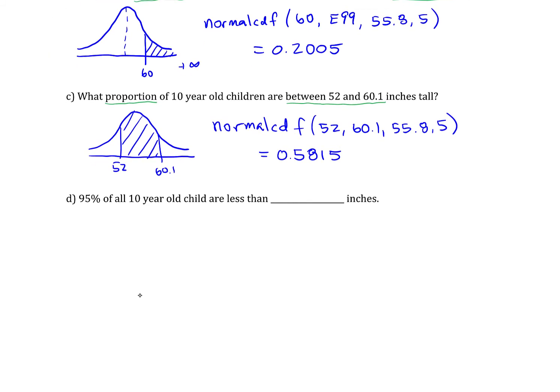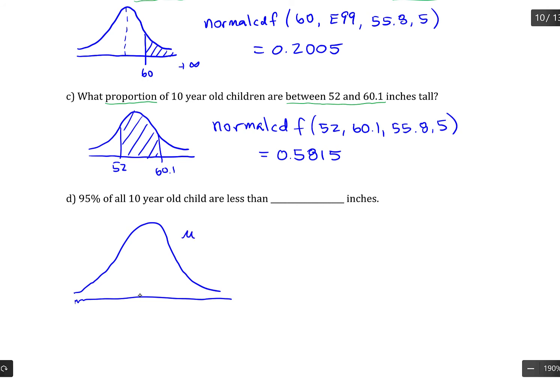"95% of all 10-year-old children are less than blank inches." Okay, so to get started, let's begin by drawing a normal distribution. We know our mean is 55.8 inches and the standard deviation is 5 inches. 55.8 is located right in the center. Since that's measured in inches, that means my entire scale along the x-axis is measured in inches. That's the unit of measure.